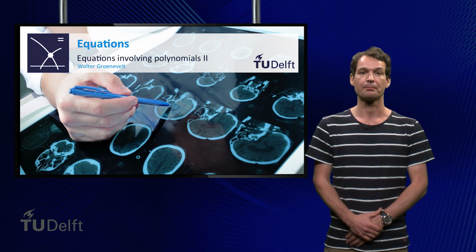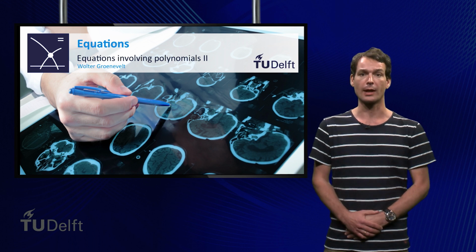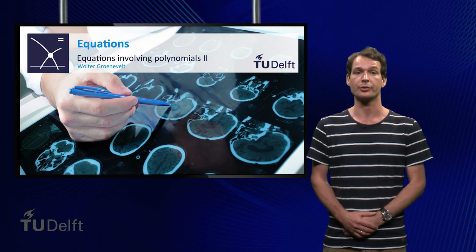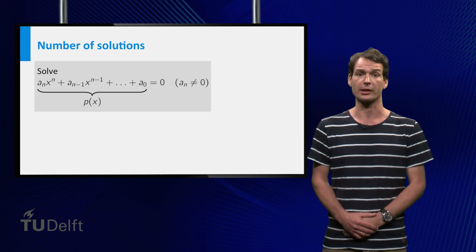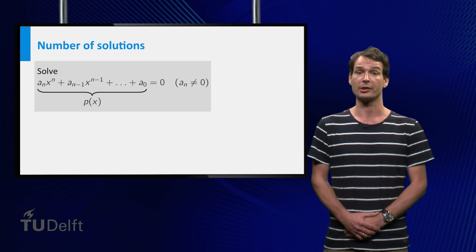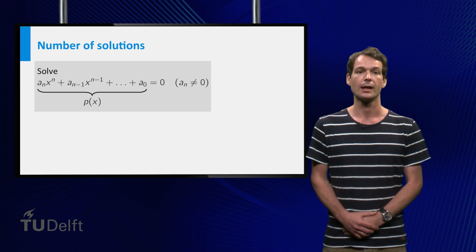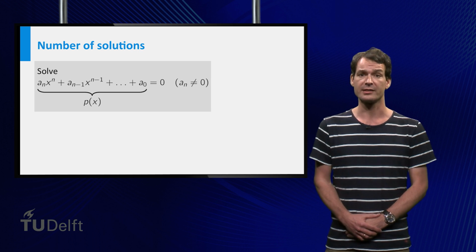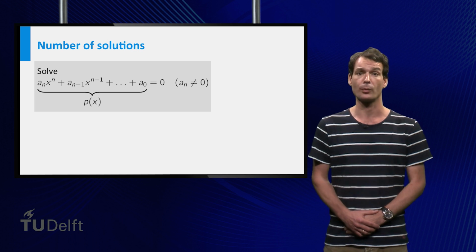Hi, welcome back. In the previous video you saw how to solve equations of degree 1 and 2. In this video we look at equations of the form p of x equals 0 with p a polynomial of degree 3 or higher. Let's first see if we can already say something about solutions of this equation without actually solving it.